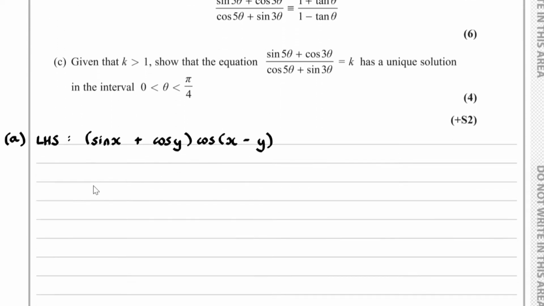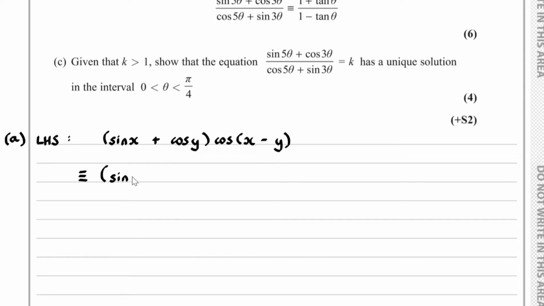Now what we can do is use the double angle formula. So, using the double angle formula, well, first of all, we have sin x plus cos y, and then using the double angle formula, we would have cos x cos y plus, remember if here we've got a minus, we need a plus here, sin x sin y.